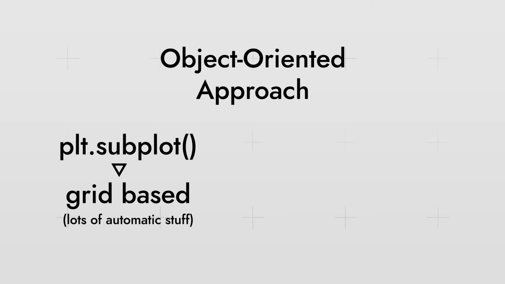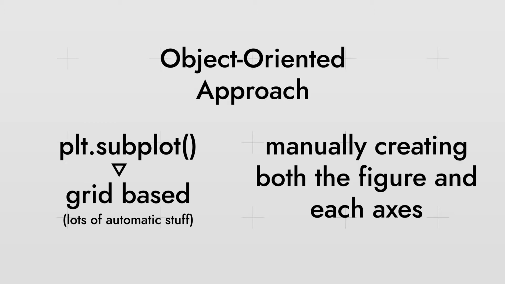Within the object-oriented approach, there are two ways to create the figure and the axis. You can use plt.subplots and insert the number of axes you want as an argument, and Matplotlib sorts them in a grid for you. The other way is to manually create both the figure and each axis that you want, but you would need to set the size and the location yourself. While the latter option takes a bit more work, it gives you much more freedom to place the elements, so I will use that one. And with that one, we can finally start some coding.